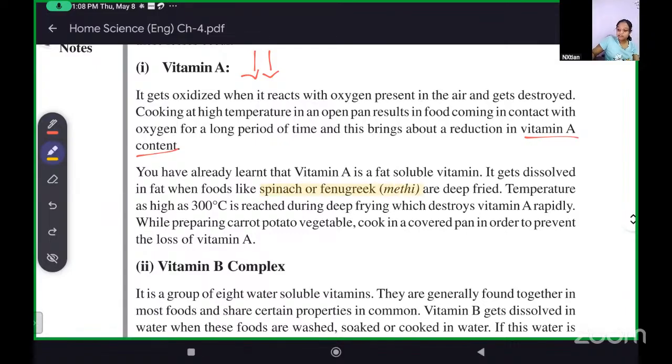So these green vegetables have a high content of vitamin A. Sometimes when you deep fry them at a temperature as high as 300 degrees Celsius, then vitamin A starts to decrease from these vegetables, and slowly it is finished. While preparing carrot and potato vegetable, cook in a covered pan in order to prevent the loss of vitamin A.